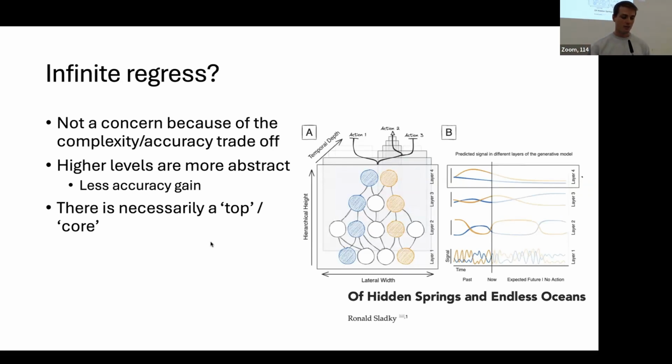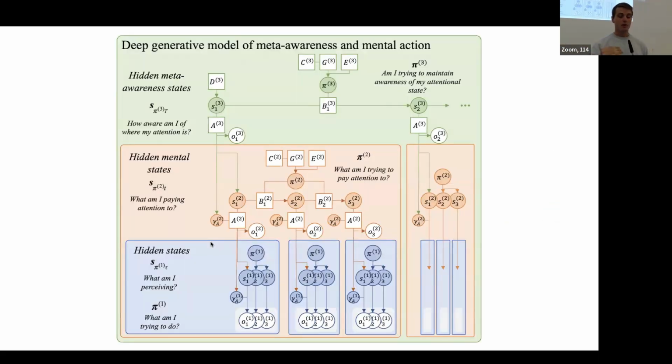And I just lifted this from Ronald's talk yesterday. He's not here, but this idea that as you go up, it becomes more and more abstract. If you think about what's happening at each level going up here, it's a precision of a precision of a precision, a variance of a variance of a variance. And so you're eventually going to just top out in terms of what's useful to model. So don't worry about the infinite regress.